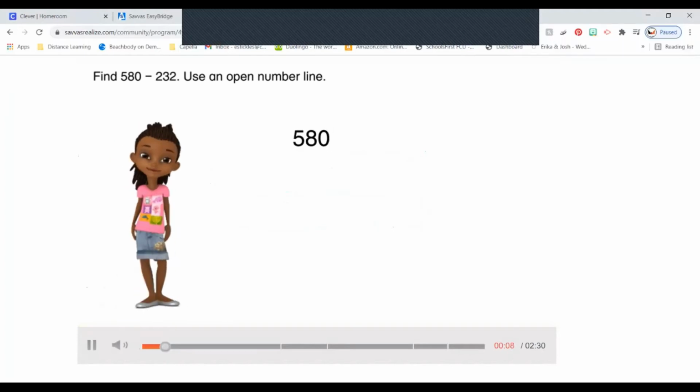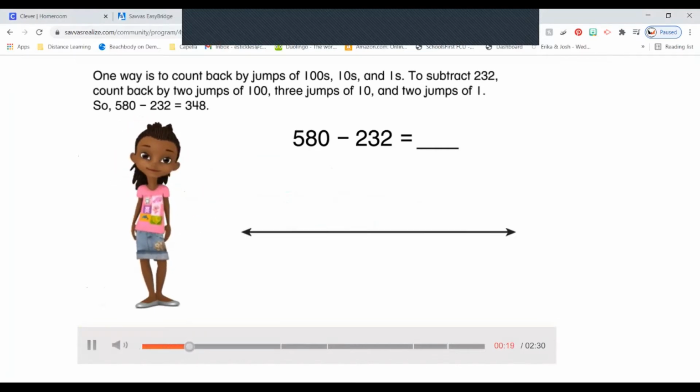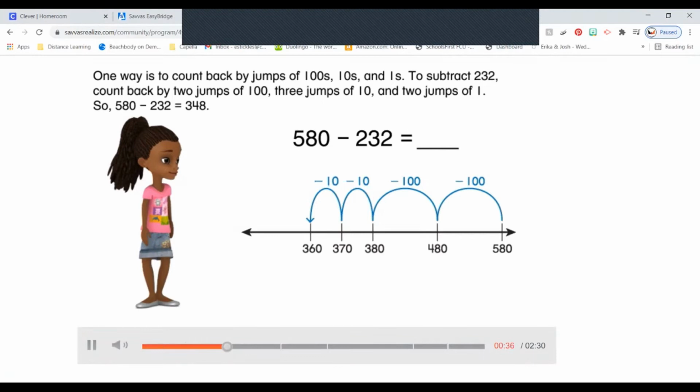Find 580 minus 232. Use an open number line. One way is to count back by jumps of 100s, 10s, and 1s. To subtract 232, count back by 2 jumps of 100, 3 jumps of 10, and 2 jumps of 1. So 580 minus 232 equals 348.